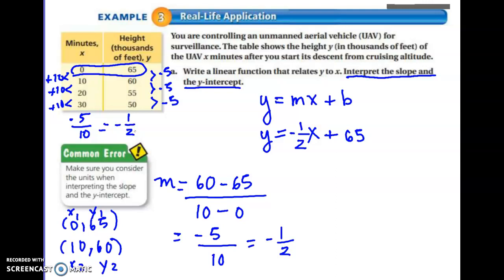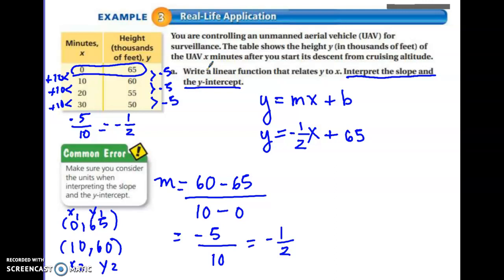Now what's important here is it says interpret the slope and the y-intercept. We've seen this before. They're asking for an explanation of what the slope means for this specific word problem. Can anybody out there tell me what you think the slope is? What's your interpretation?